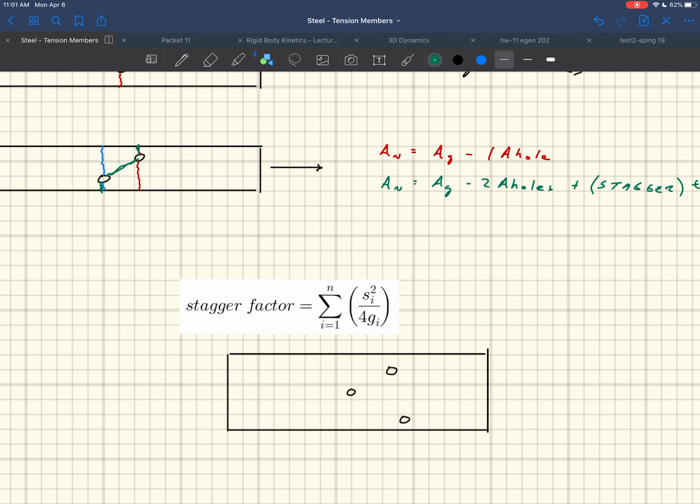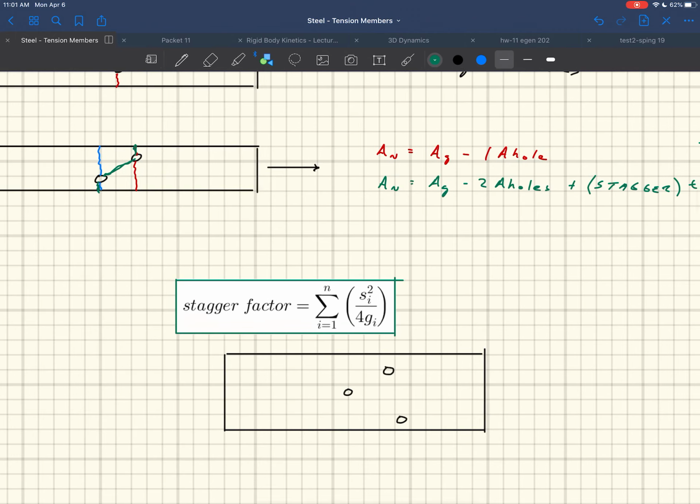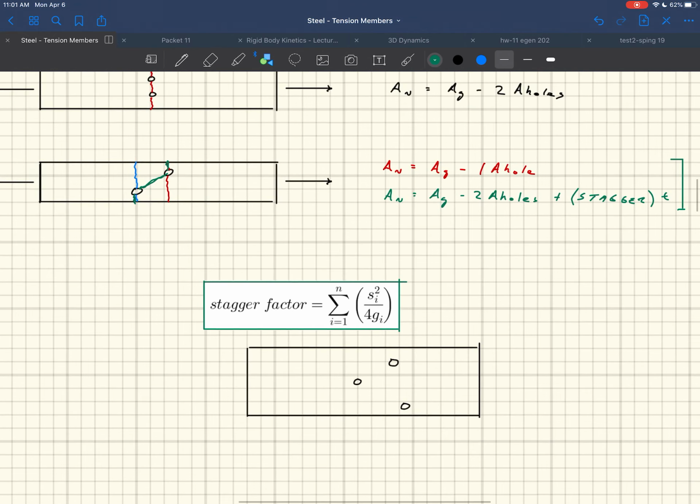Well, here it is right here, right? This is based on geometry. I haven't actually worked out to see if it's exactly geometry or if it has some empiricism built in. My guess is it has some empiricism built in. But this is how you go about calculating that stagger factor. Okay, that stagger factor that goes right there in our calculation is s_i squared over 4g_i.